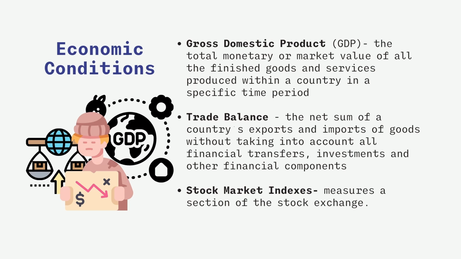Moving on to other economic conditions, these are the gross domestic product or GDP. It's the total monetary or market value of all finished goods and services produced within a country in a specific time. In other words, it measures the economy as a whole and lets us know if it's growing or shrinking. Trade balance, on the other hand, is a net sum of a country's exports and imports of goods without taking into account all financial transfers, investments, and other financial components. And lastly, the stock market indices measure a section of the stock exchange. It is determined by calculating the prices of certain stocks.